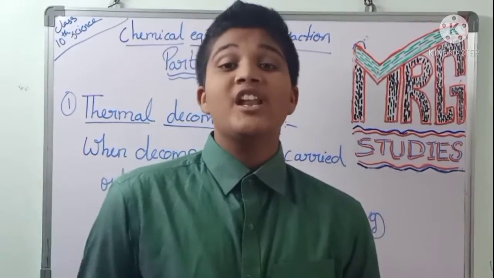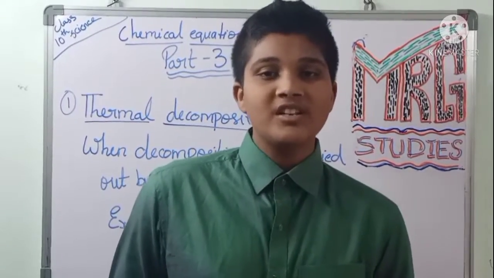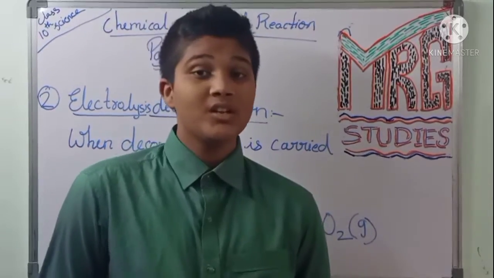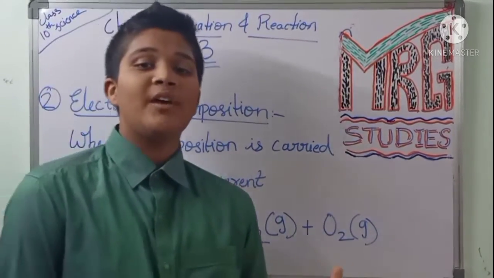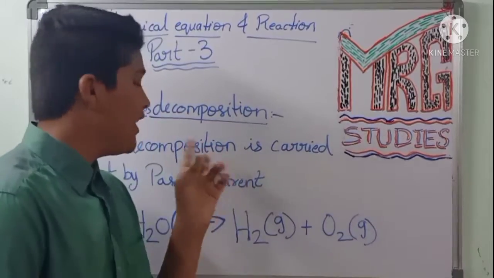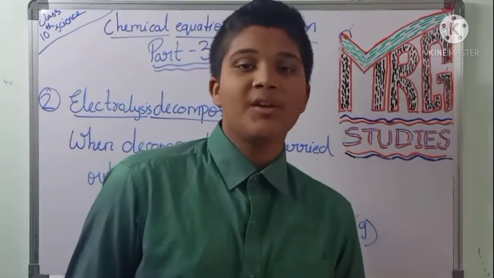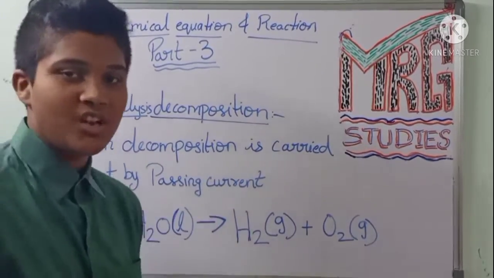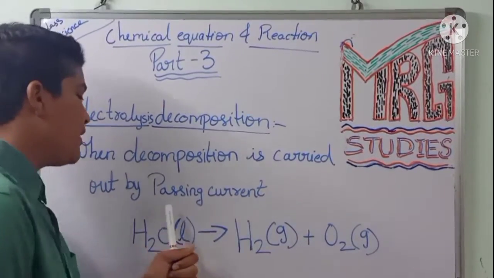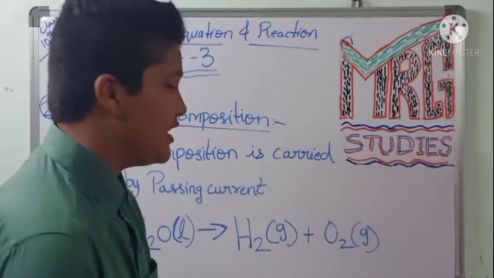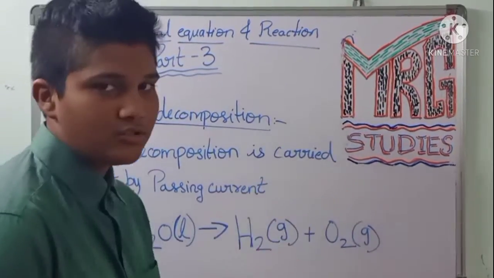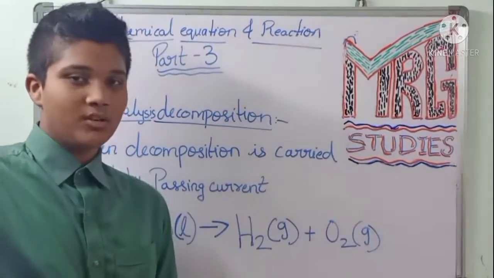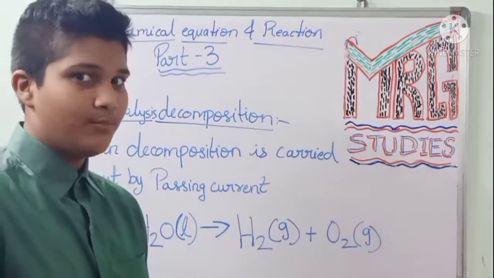Now I will tell you the electrolysis decomposition. This is also the same as the first one, thermal decomposition, but in this one the decomposition will happen because of passing current. Let's see the definition. When decomposition is carried out by passing current, that is called an electrolysis decomposition. Okay friends, now let's see the example.